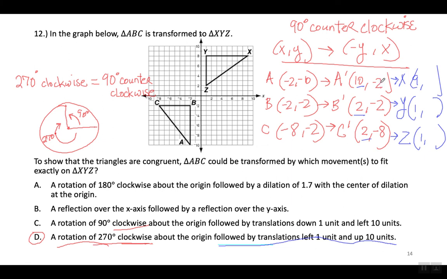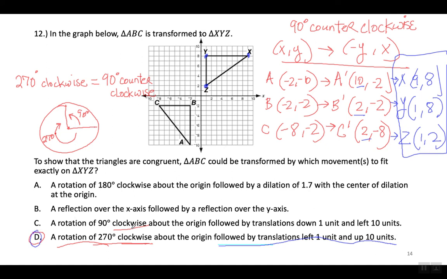So -2 plus 10 is positive 8. -2 plus 10 is positive 8. And -8 plus 10 is positive 2. Alright, so these are my final coordinates, which, if you look right here, X is at (9, 8). Y is at (1, 8). And Z is at (1, 2). Alright, so this is the correct answer.